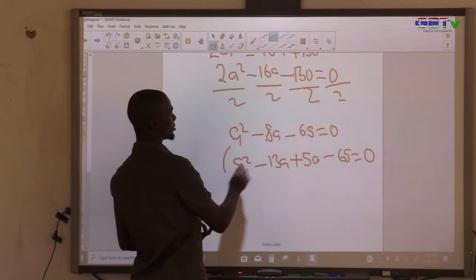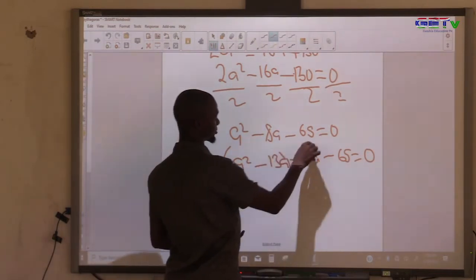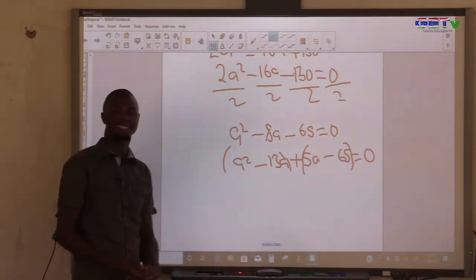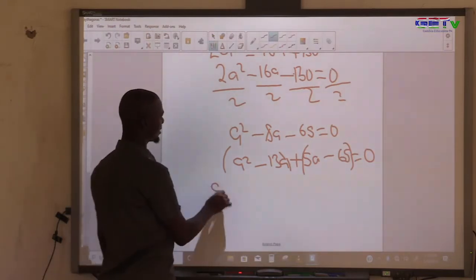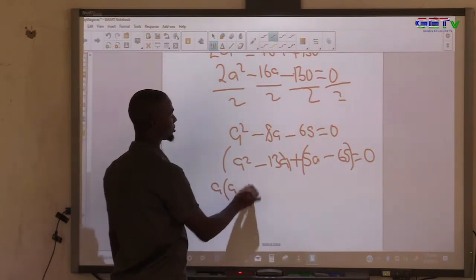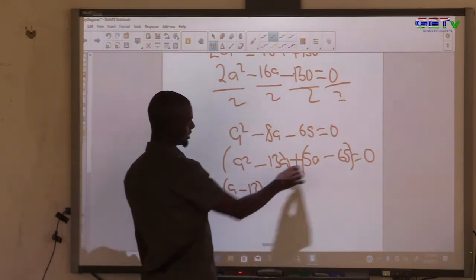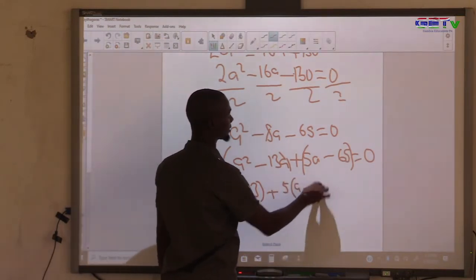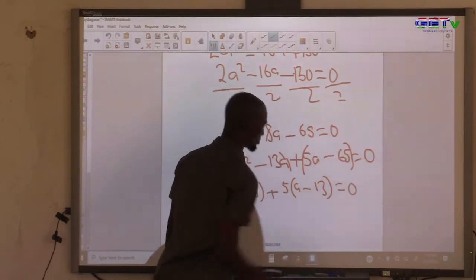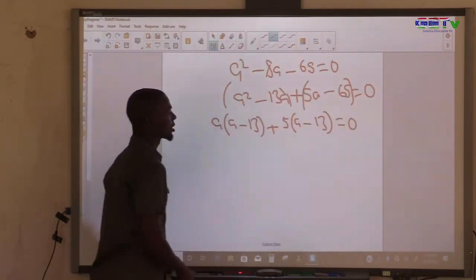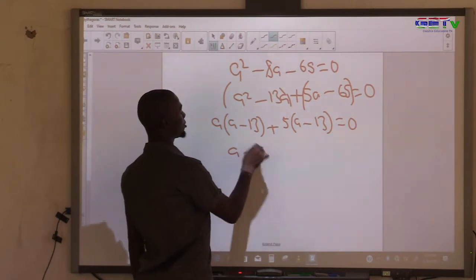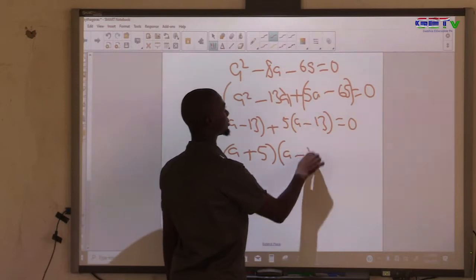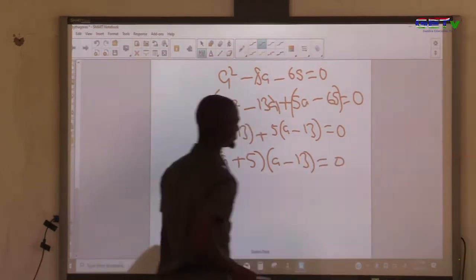We group them and factorize by grouping. What is common is a. So you will have a outside, you have a minus 13. Then here the common factor is 5. Then you have a minus 13 is equals to 0. So you will have a plus 5 and a minus 13 is equals to 0.